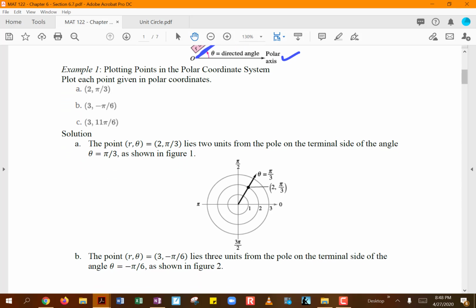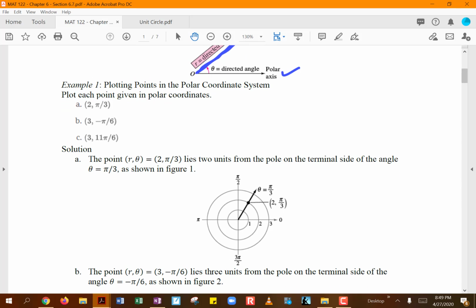First, look at our graph over here. We've got our polar axis, and then we've got our angles going from 0, pi halves, pi, and 3 pi halves. You will see the concentric circles follow along with the distance of how far away we are from the pole, or the origin. So you've got your distances of 1, 2, 3, and then depending on your graph, you can draw as many concentric circles as you need.